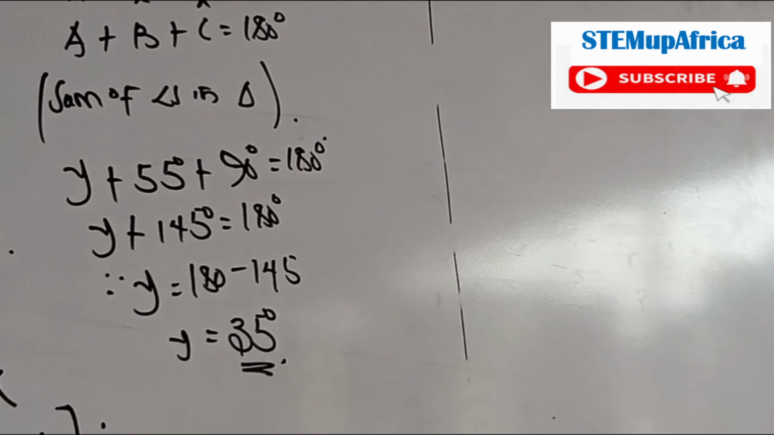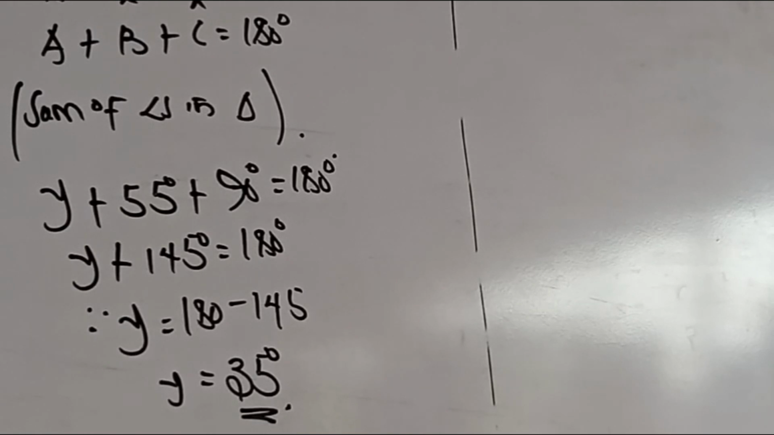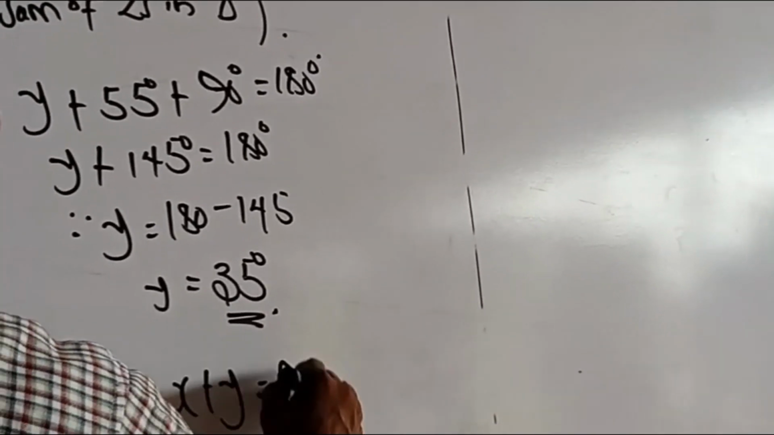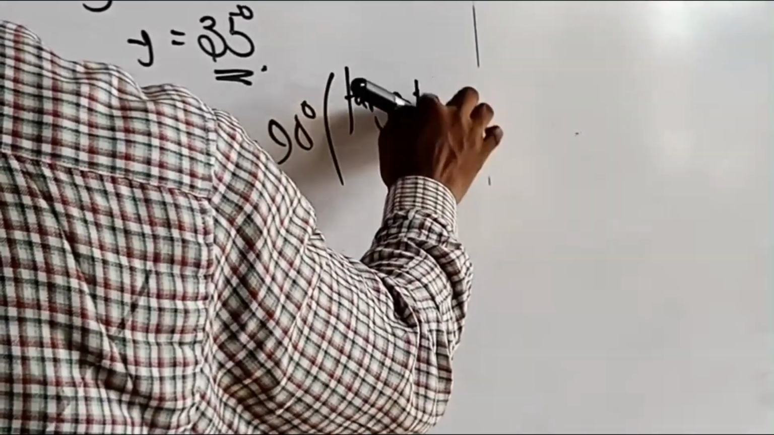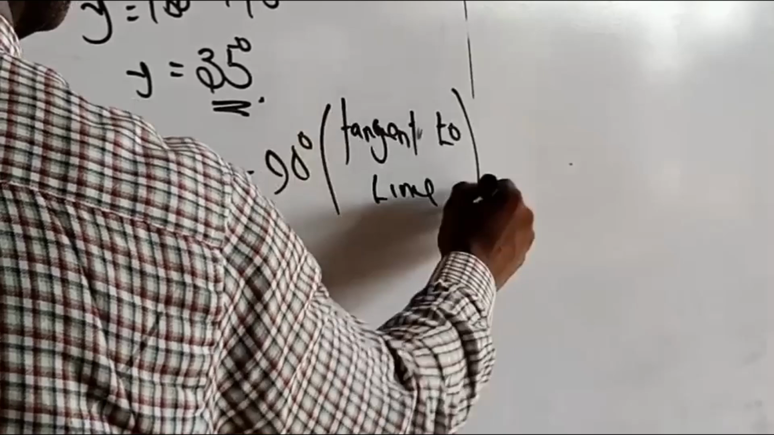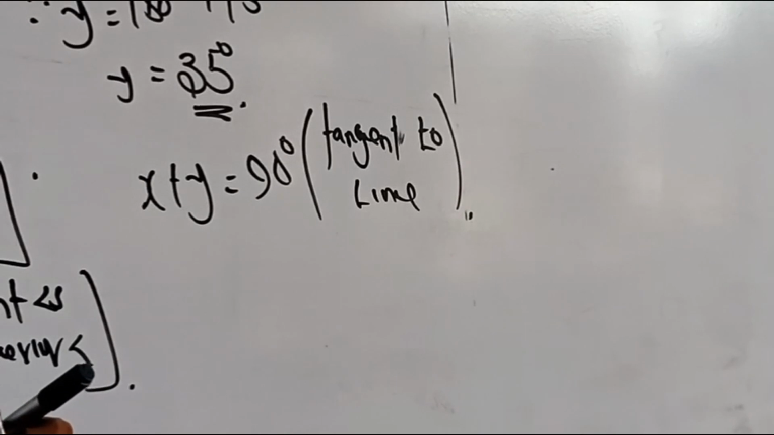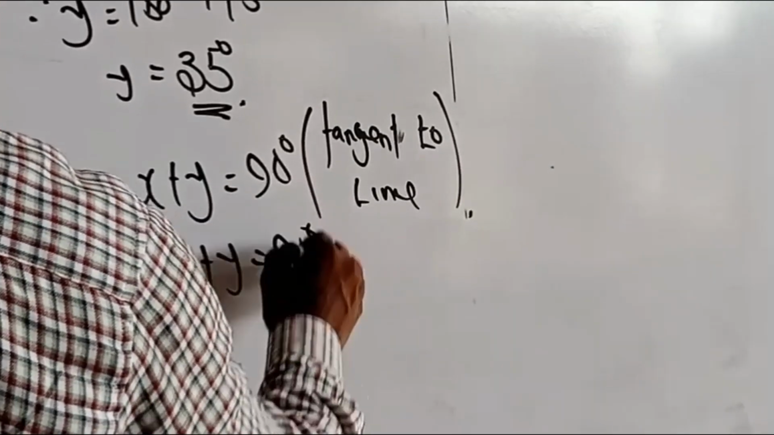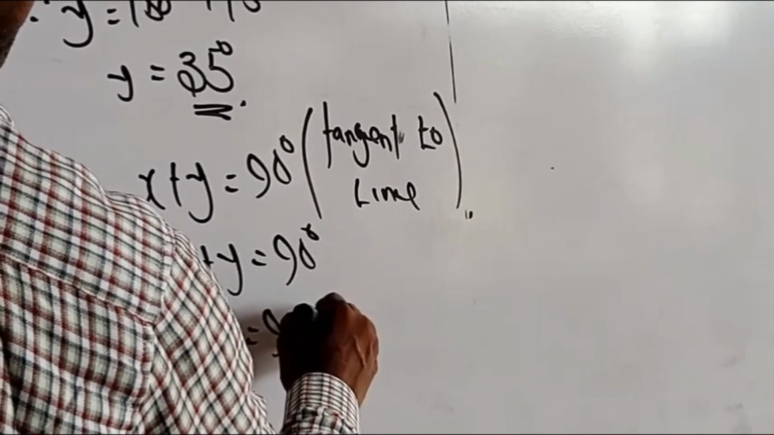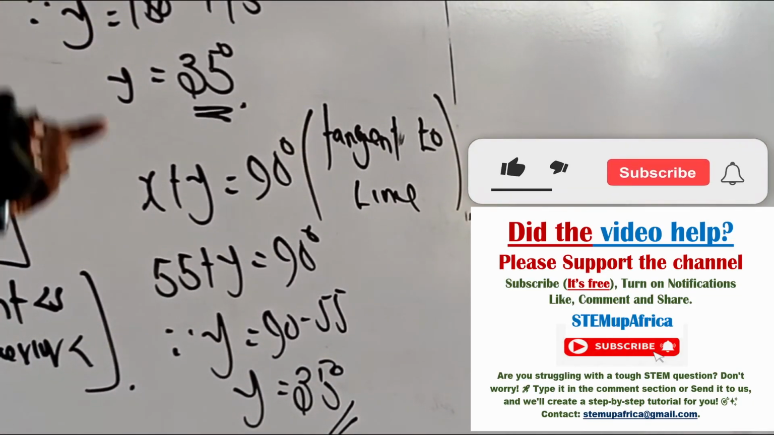But let's apply the alternative means. Remember we said a straight line to a tangent will always form 90 degrees. So from the figure we said earlier, it simply means that angle X plus Y will give us 90. Tangent to line, that means X plus Y will give us 90. So what value of X did we get earlier? Our X was 55 degrees, plus Y will give us 90. Therefore, Y is now 90 minus 55. Y will give us 35. So at the end of the day, we have the same result by applying different concepts.